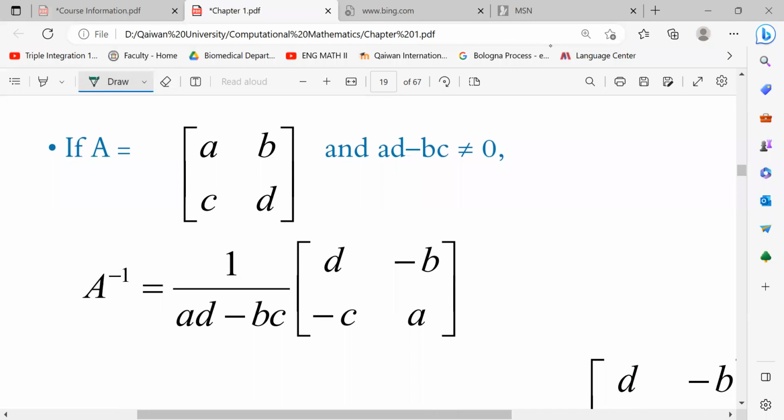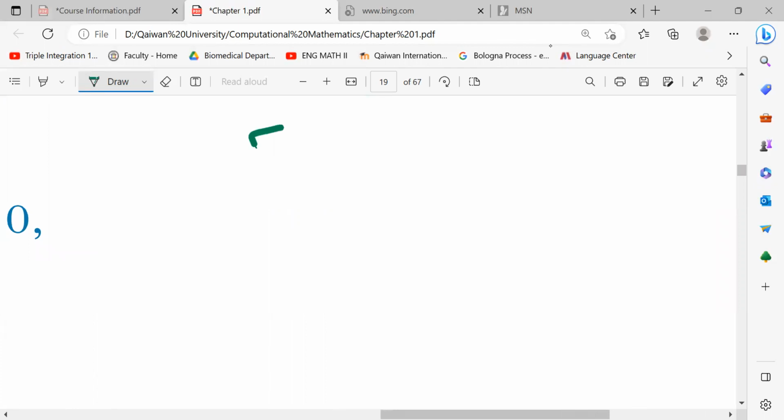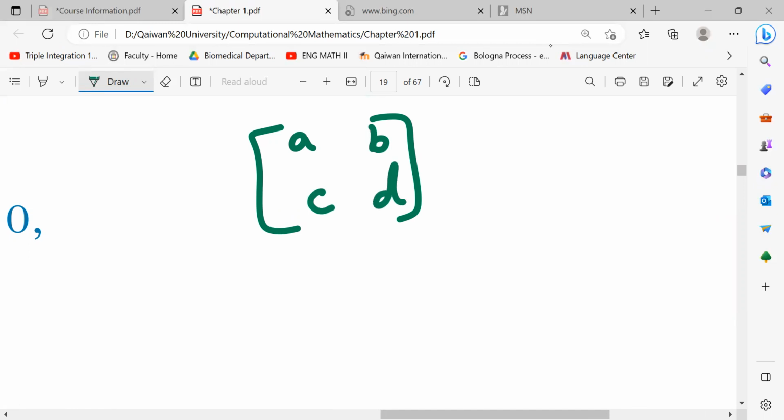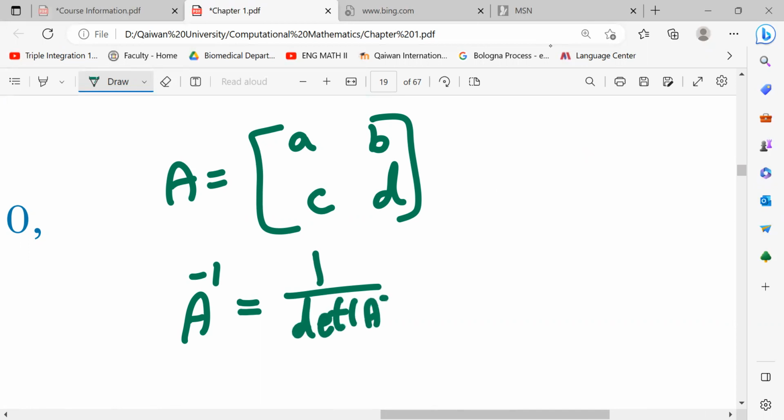For a 2 by 2 matrix, what do we do? If we have this matrix A, B, C, D, and this is matrix A, to find the inverse of matrix A, denoted by A to the power -1, which means the inverse of matrix A, we say A inverse is 1 over the determinant of A, times what we do on matrix A. For a 2 by 2 matrix, it's different.